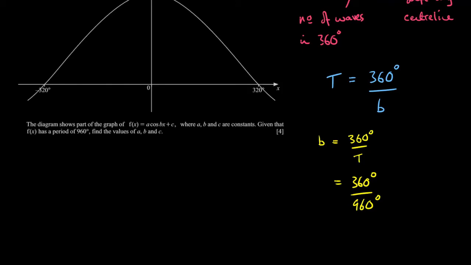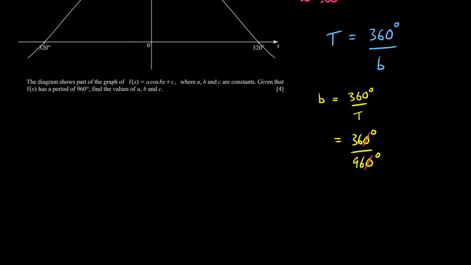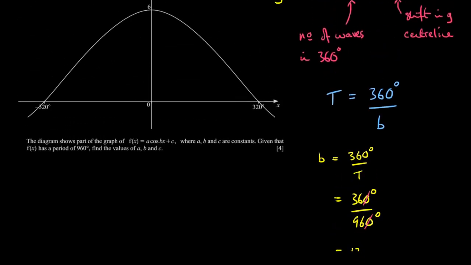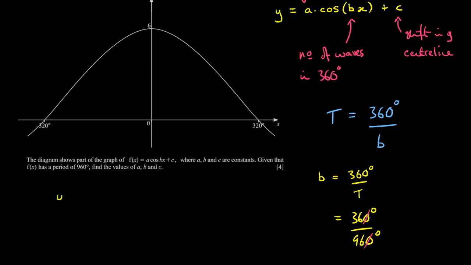Okay, let's assume we don't have a calculator. We can cancel off that and that, can't we? And then we can divide top and bottom, I think, by 3 fairly easily. So 36 divided by 3 is 12, 96 divided by 3 will be 32, and then those look like they divide by 4. So that's going to give us 3/8. Okay, so B is equal to 3/8. And that means we can automatically rewrite our equation as y is equal to A times cos 3/8 of x plus c.